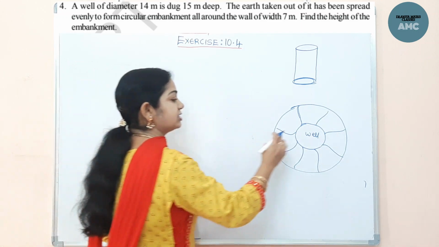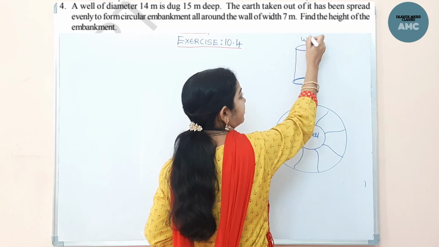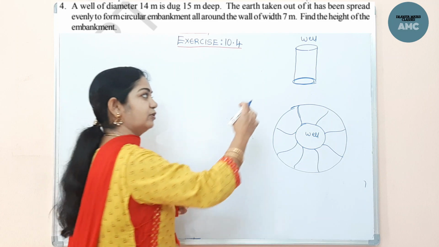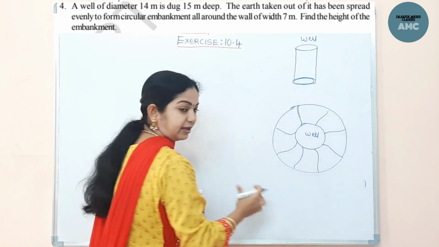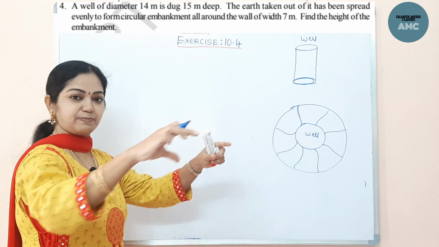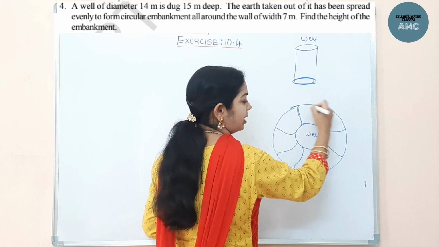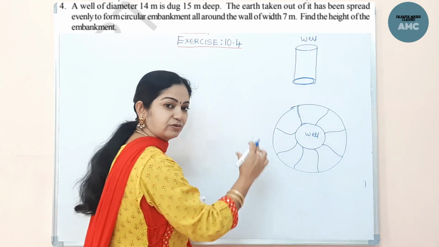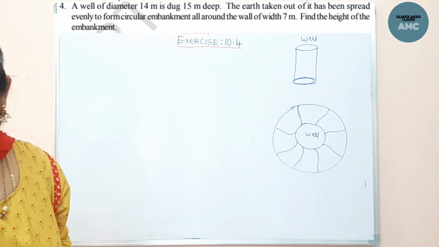Here first we will find out this well, how much earth is being dug out, that is the volume of this well. That will be equal to the volume of the embankment, since that is being spread round the well in the form of an embankment. So the volume of the well is equal to the volume of the embankment. So we will equate both the volumes. Now let's write the dimensions.